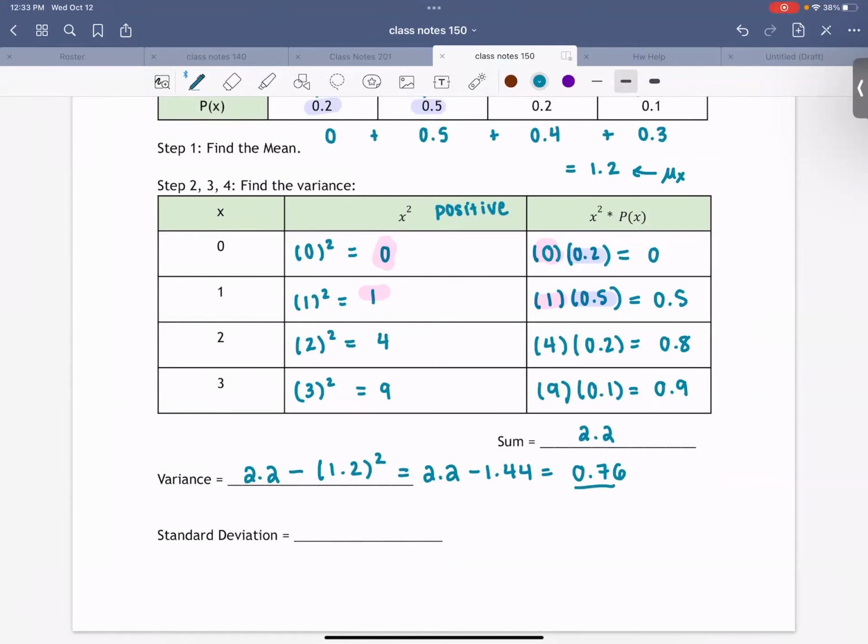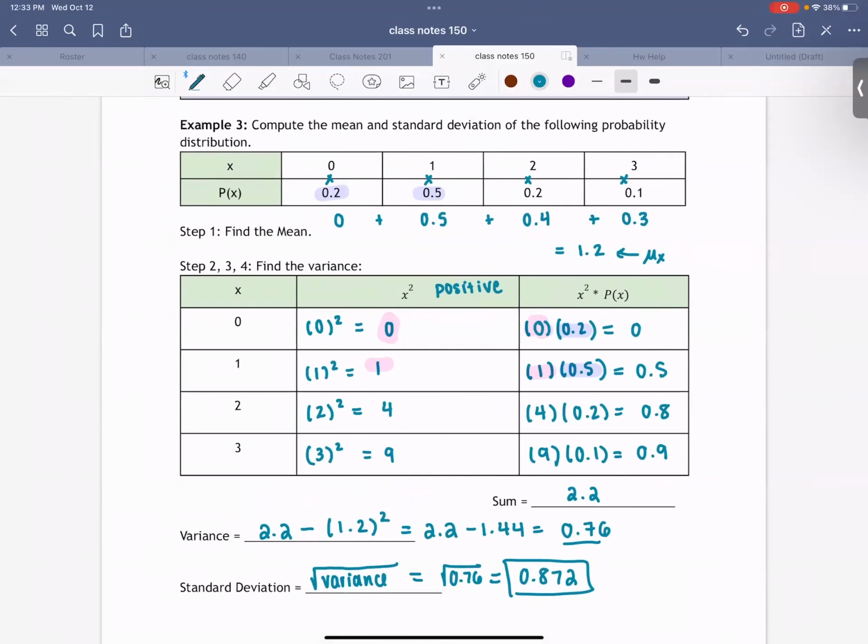How do I go from the variance to the standard deviation? Square root, right? So the standard deviation is the square root of the variance. And the variance is 0.76. So the square root of that is 0.872. And that is my standard deviation. I'll put the mean on the quiz, but not the standard deviation since it's kind of fresh. All right. Any questions on example 3?